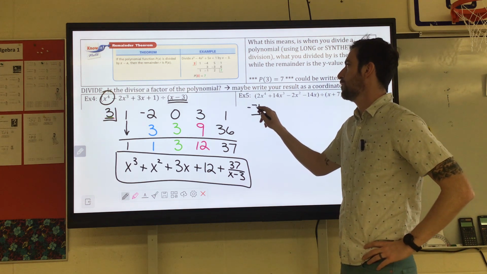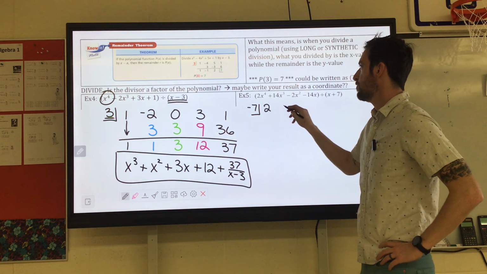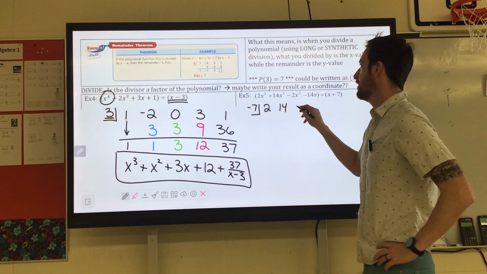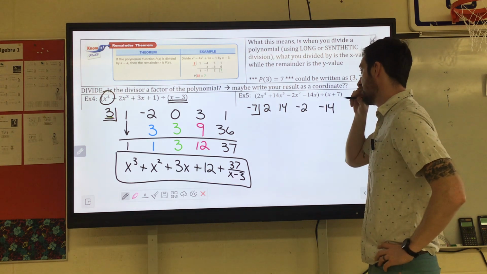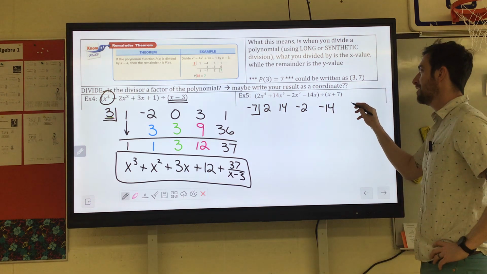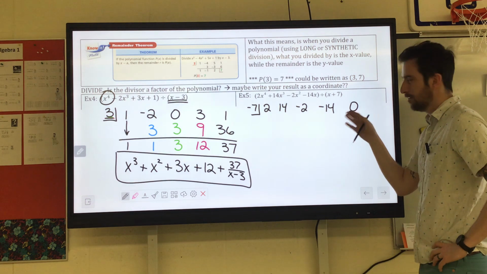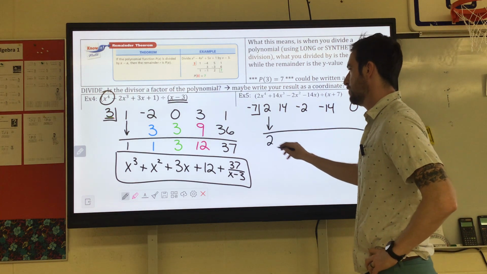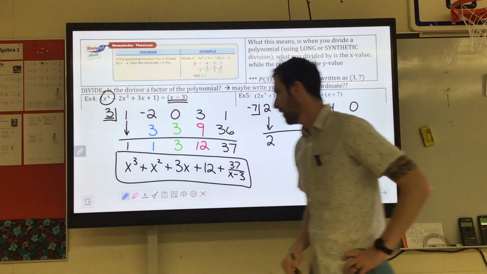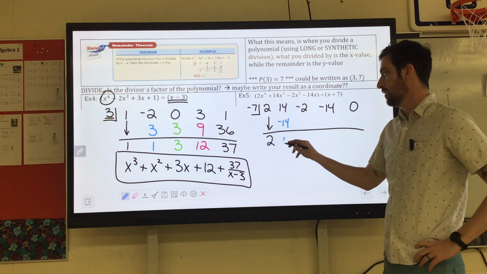So in the box, I'm going to put negative 7. I write the coefficients, 2x to the fourth, 14x to the third, negative 2x to the second, and negative 14x to the first. In case I need it, I'll put a 0 back here for the constants. We might not even need that, but I'll just put it there just in case. We always bring down the first digit. Negative 7 times 2 is negative 14. Plus 14 is 0.